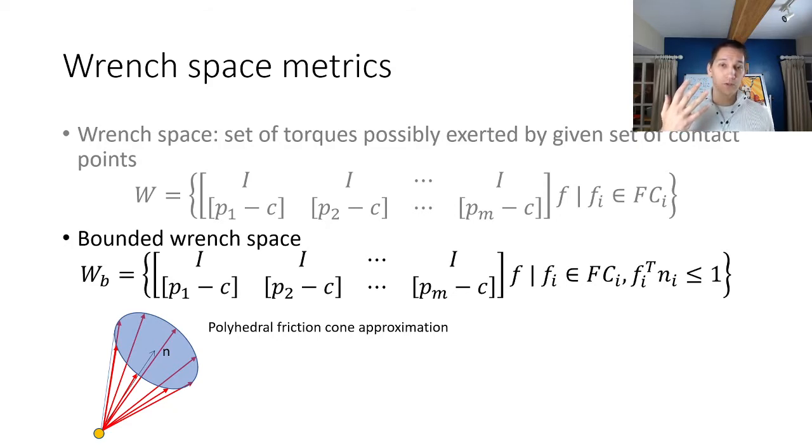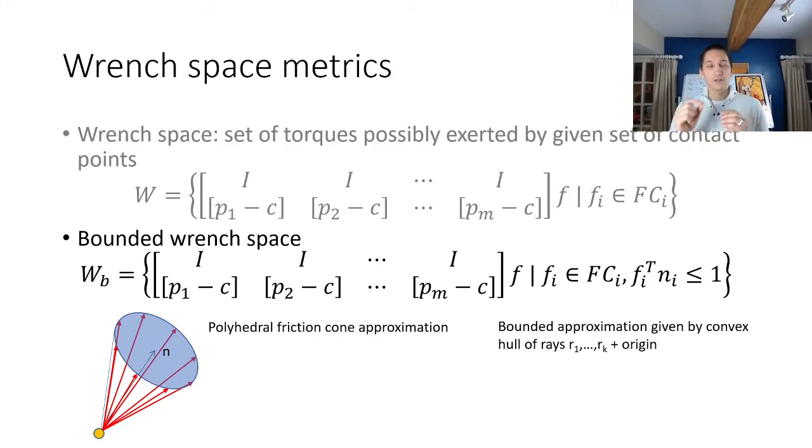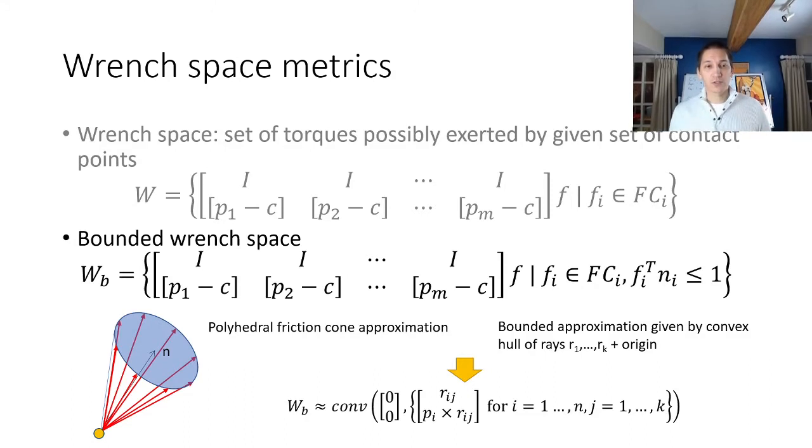Now, if I were to use a bounded friction cone, I can just take the convex hull of the unit force along each of these rays, as well as the origin, and that will give me a three-dimensional polyhedron that will tell me what each of my forces can actually do. And I can do a transformation to actually express the bounded wrench space as the convex hull of the zero wrench, as well as each of the wrenches that results from a unit force along each of these contact point rays on the boundary of this friction cone approximation.